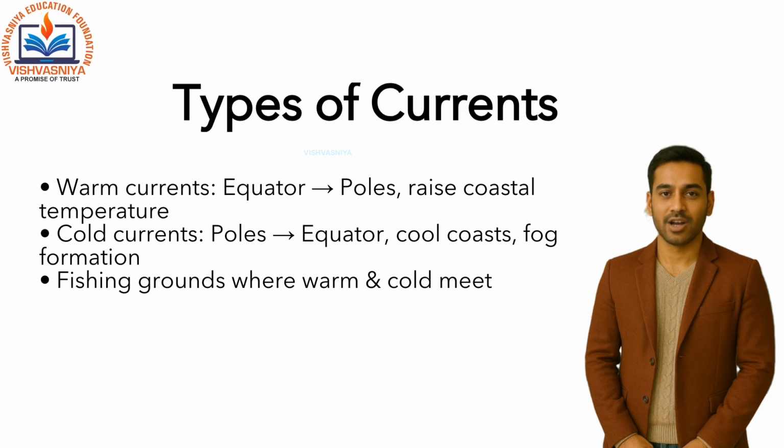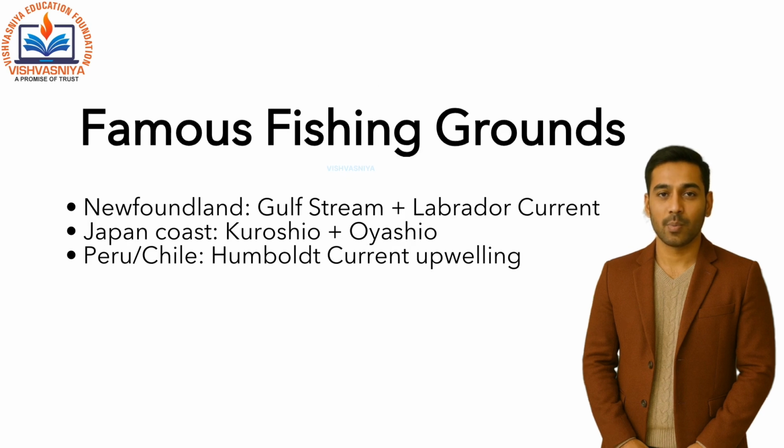Types of currents: warm currents flow from the equator towards the poles. They raise temperatures of coastal regions. Cold currents flow from the poles towards the equator. They cool down coasts and sometimes bring fog. Where warm and cold currents meet, we find some of the richest fishing grounds.